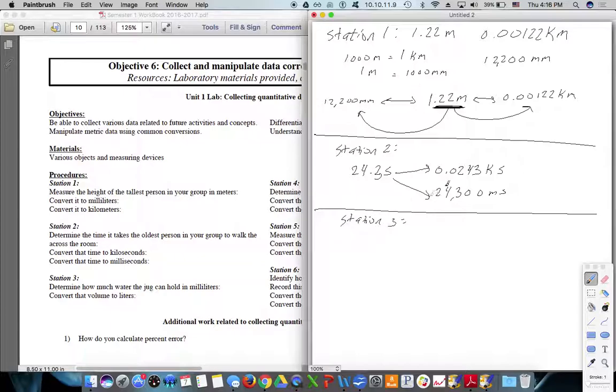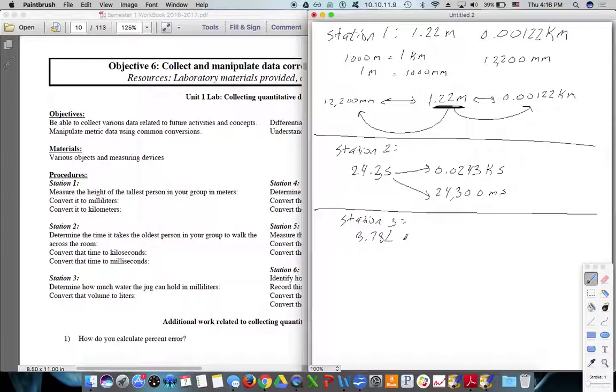Here, this is conceptually something you have to think about, like, am I going to a larger unit of measure or a smaller unit of measure, and then am I moving the decimal to the right, am I moving the decimal to the left? We can actually do this mathematically as well. So let's say the jug that we had is 3.78 liters, which essentially is a gallon.